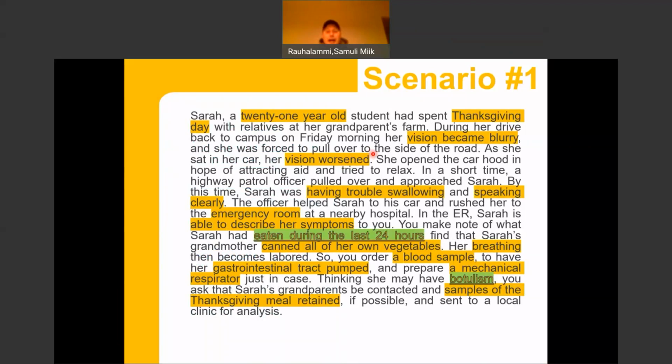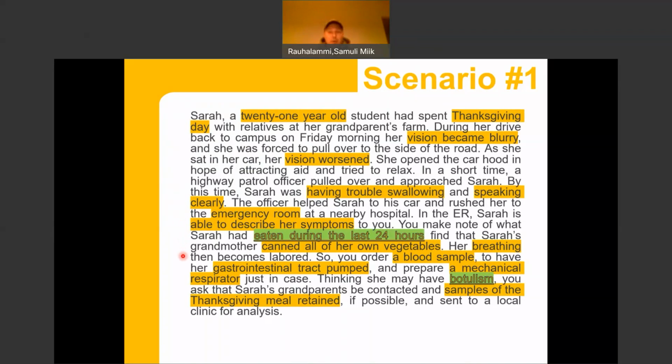She had a highway patrol officer who pulled over and spoke to Sarah, and at this time Sarah was actually having trouble even swallowing or speaking clearly, so there was clearly something happening. The officer helped Sarah to get to the emergency room, and there, after some work, what we found out was that during the last 24 hours, Sarah had consumed some vegetables that her grandmother had canned. We see that the situation gets progressively worse.